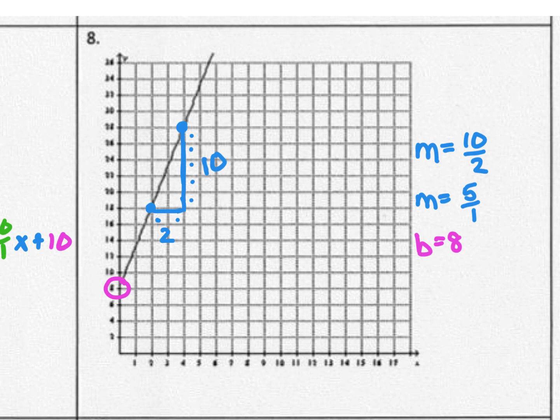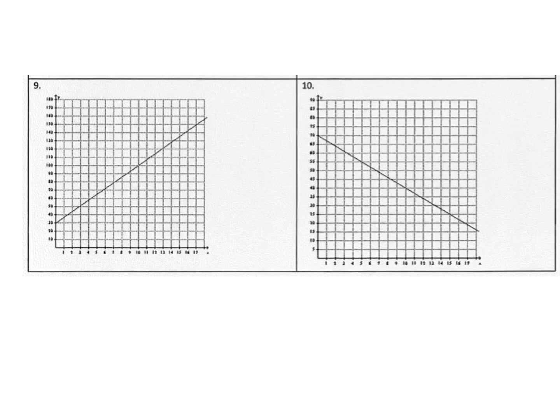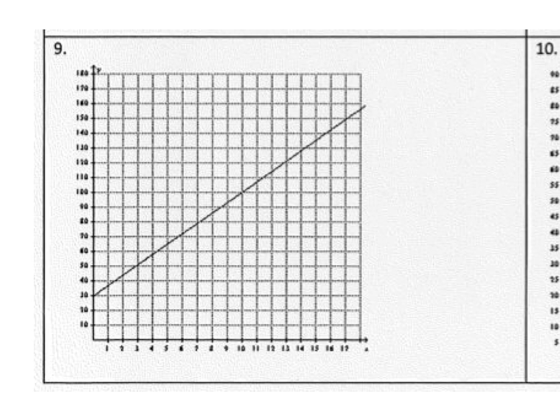Let's put it together. So y equals 5 over 1x plus 8. So this is our equation for example number 8. All right, let's try example number 9. What would be that equation? Make sure you look at your scale. So go ahead and pause this, find the equation, and then come back to me.